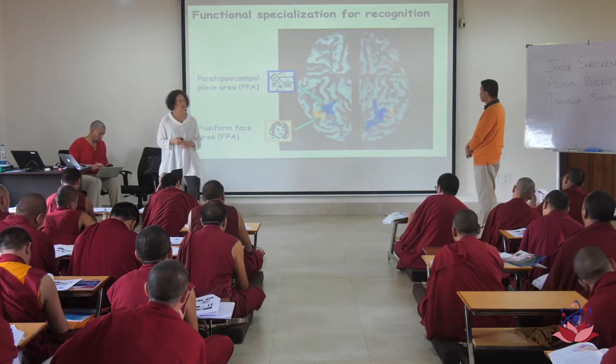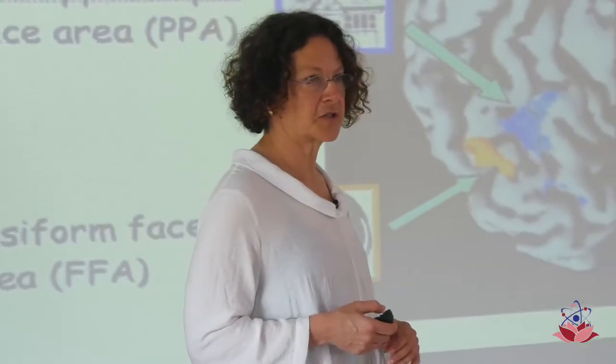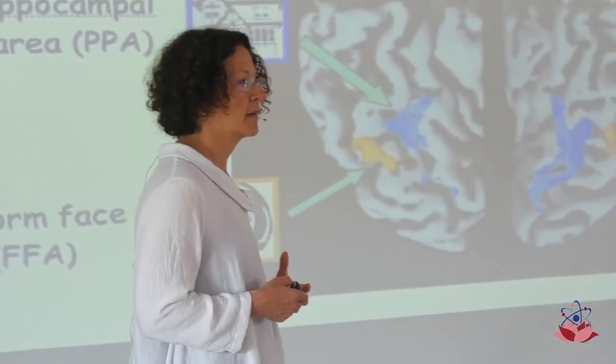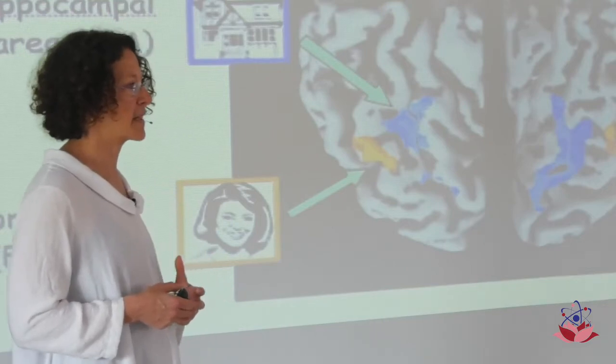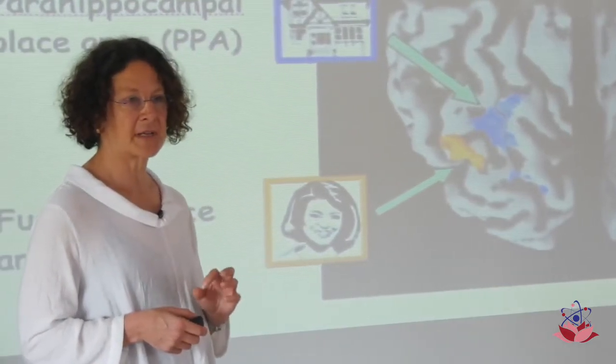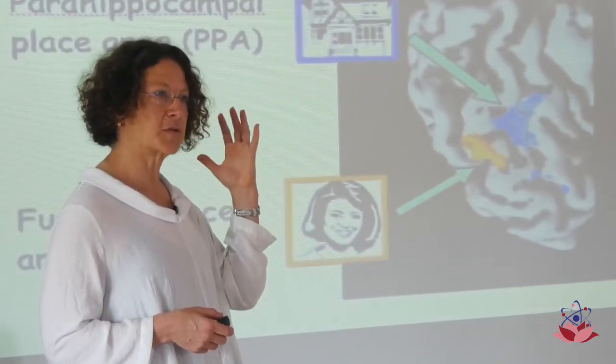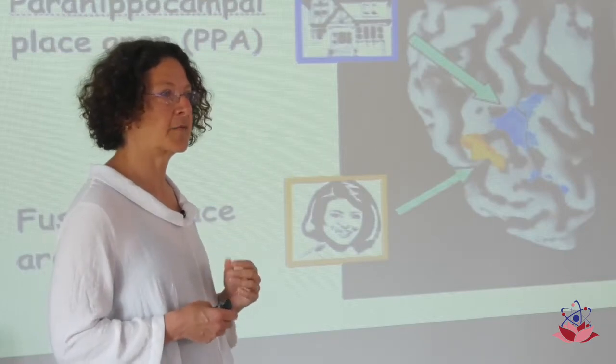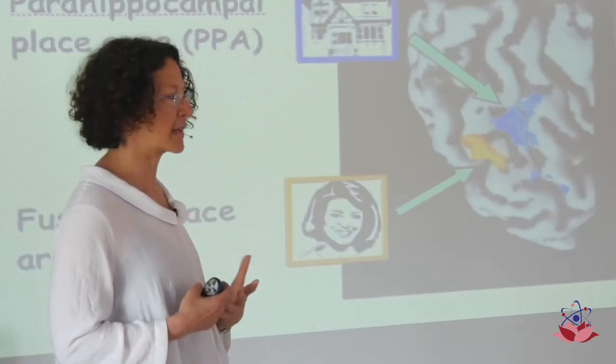So using this functional MRI scanner, people have done experiments that show that different parts of the brain, different parts of occipital cortex actually, can represent different visual categories.